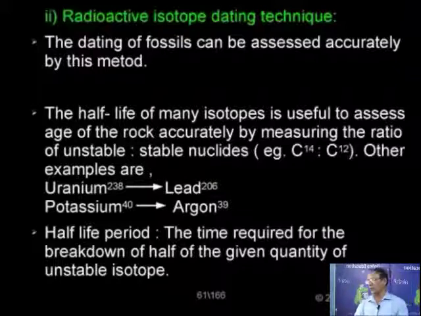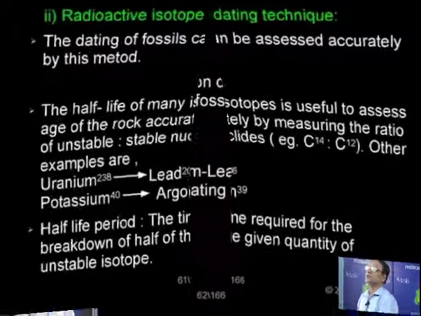You know the meaning of half-life, given in a nutshell. The time required for the breakdown of half of the given quantity of any unstable isotope is called the half-life period. So they are emitting radiations by which one is able to calculate the age of the fossils or the age of the rock.